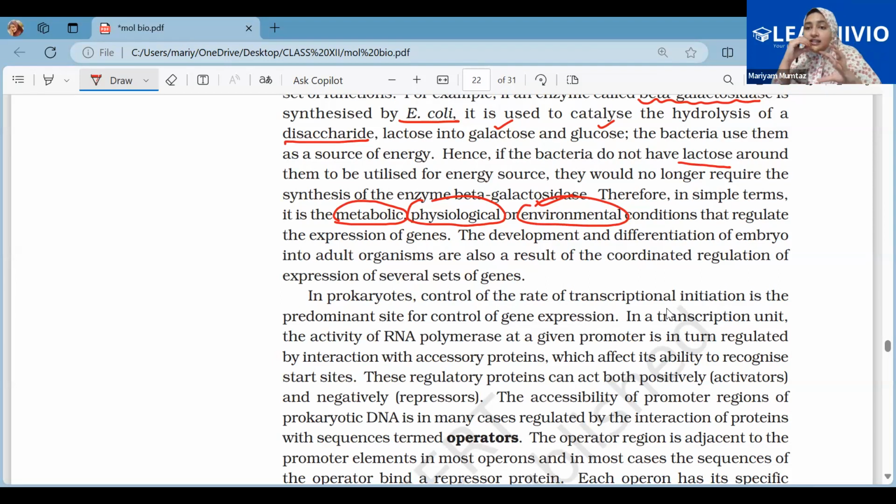Again, the genes are expressed according to the need of any particular organism, be it bacteria or us eukaryotic organisms. So it is metabolic, meaning whatever reactions are taking place inside our body, whether anabolic or catabolic. Then physiological, according to the body physiology, what is the requirement? That again goes for the regulation of gene expression. And then also the environmental conditions play a big role in that.